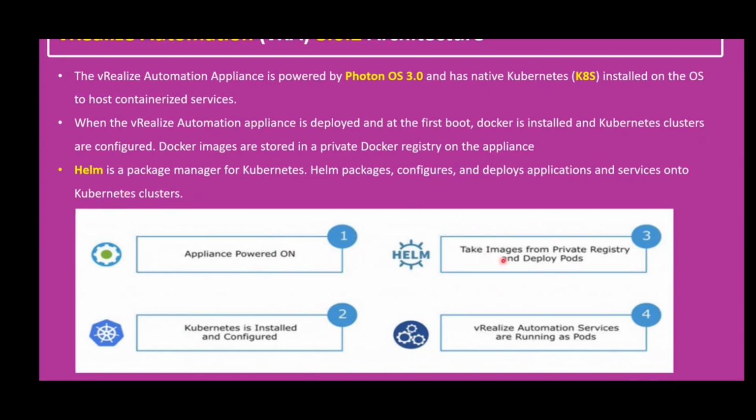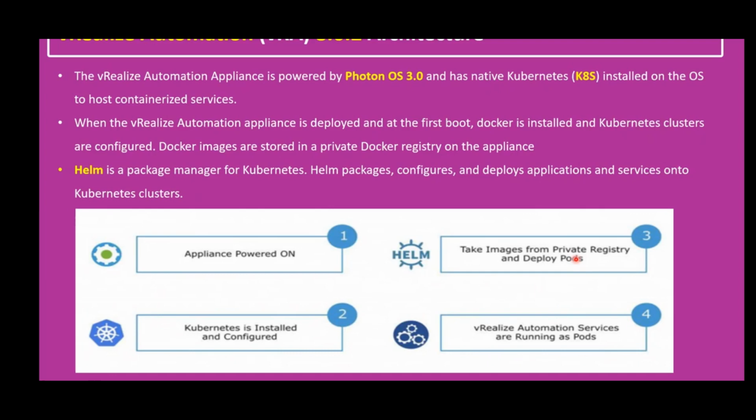The same points are in the diagram. When we power on the VRA appliance, the second step is that Kubernetes is installed and configured automatically, and Helm is a Kubernetes package manager. This package manager pulls from the private registry and deploys the pods. Pods means all our VRA services run as pods only. So the complete automation is simplified as one appliance. Even troubleshooting is very simple.